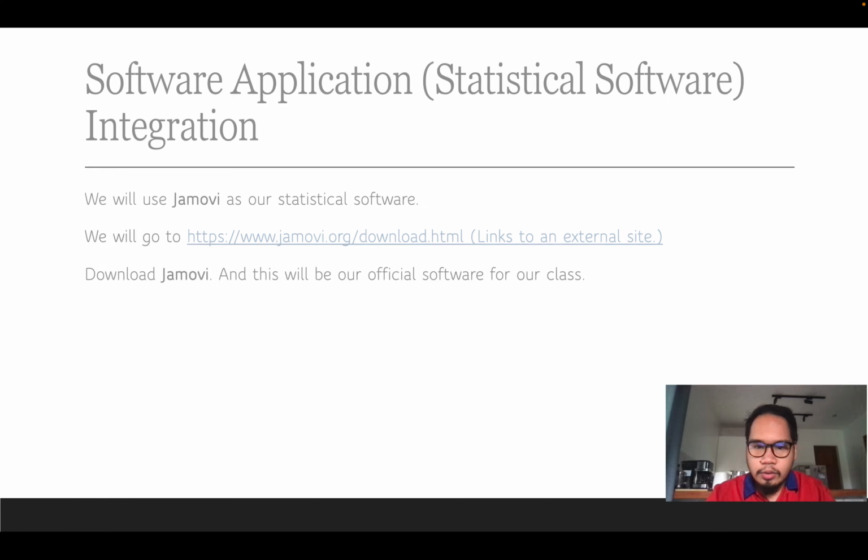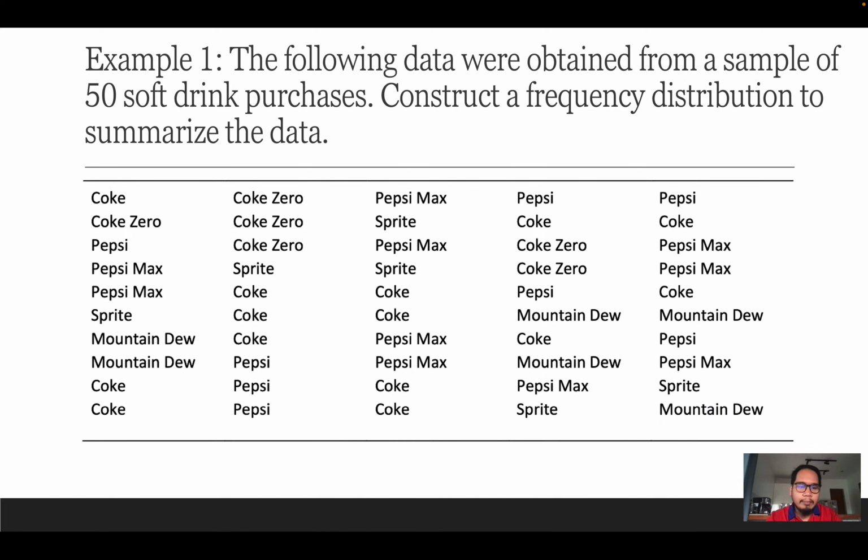Anyhow, we're going to continue with our example number one. Let me read. The following data were obtained from a sample of 50 soft drink purchases. We will construct a frequency distribution table to summarize the data. So we're given this data. What we're going to do is put that in a frequency distribution, and let's see what we mean when we say frequency distribution table.